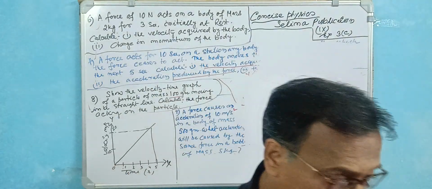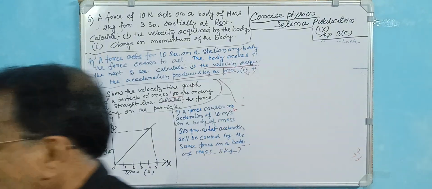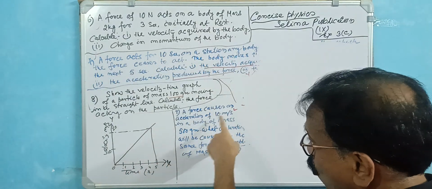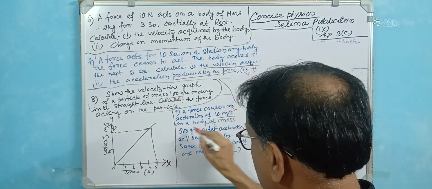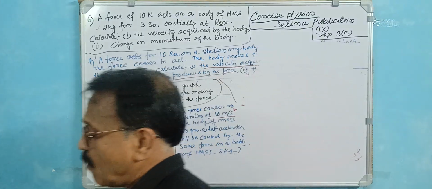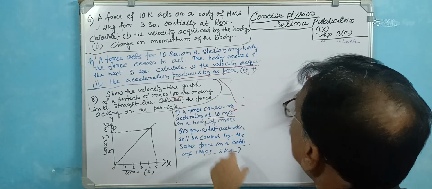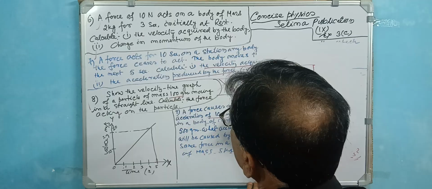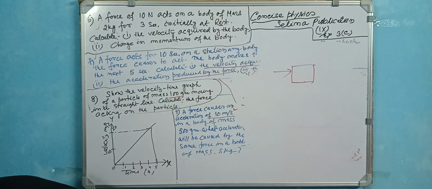Now the last sum. This is sum number 9 actually. Okay. A force caused an acceleration of 10 meter per second square in a body of mass 500 gram. A force caused an acceleration. Suppose this is a body. This is a force act on a body. A force cause an acceleration.